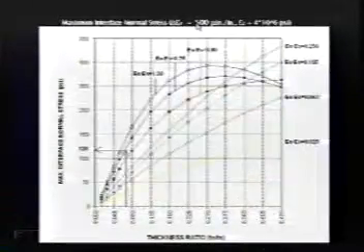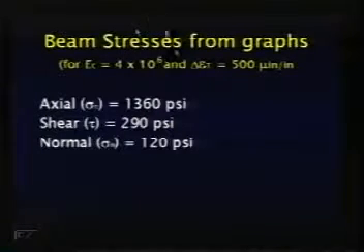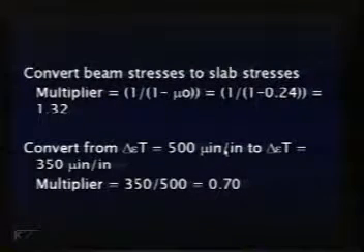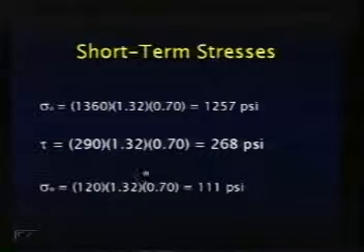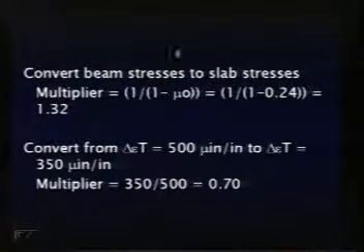We do that for all the other conditions. Let's not worry about all the numbers, but we come up with these three values of stress. That's from the graph that used the 500 microinches per inch of strain. Now we have to correct those. One of the corrections is from the fact that we don't have 500 microinches, we only have 350. So we simply take the ratio of 350 over 500 and use that as a multiplier. The other correction is that we have a slab rather than a beam. All of these values we found in the curves were for beams, so we have to multiply that by 1 over 1 minus Poisson's ratio, and so that gives us a multiplier of 1.32.